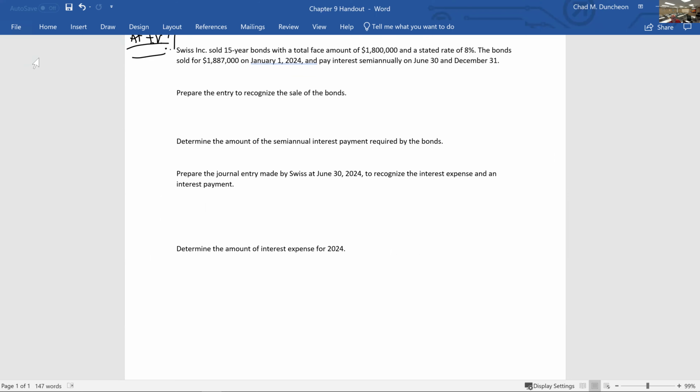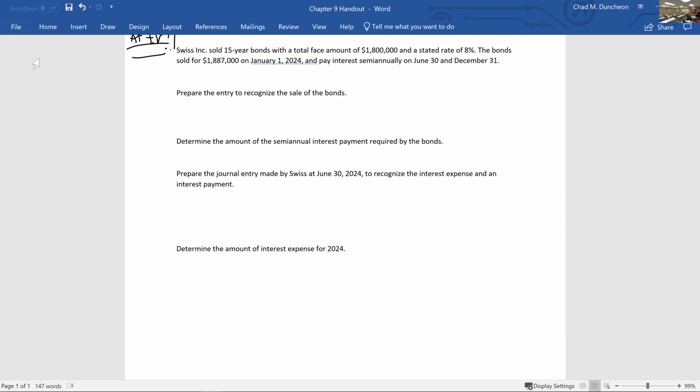All right, so here we have Swiss Inc. sold 15-year bonds with a total face value amount of $1,800,000 and a stated rate of 8%. The bond sold for $1,887,000. Okay, so what did we have here?